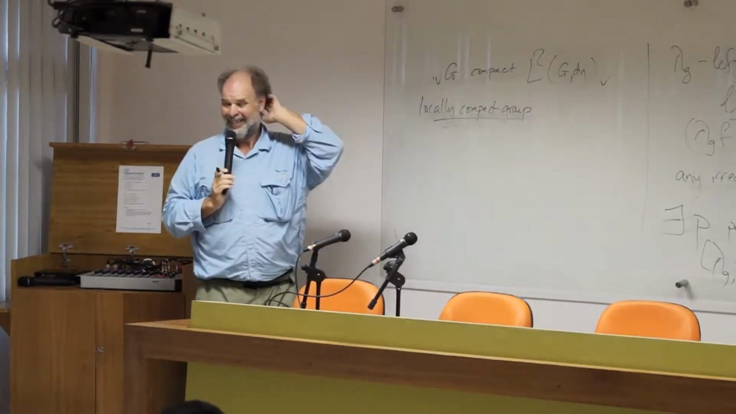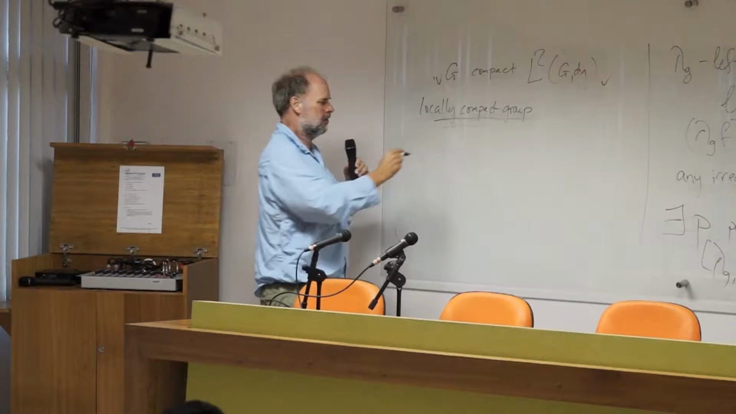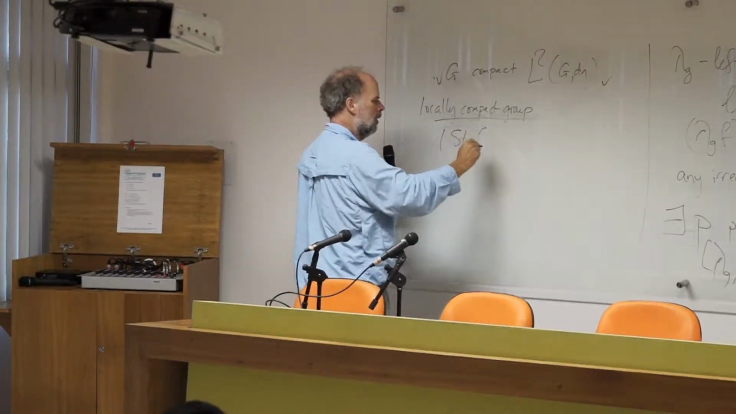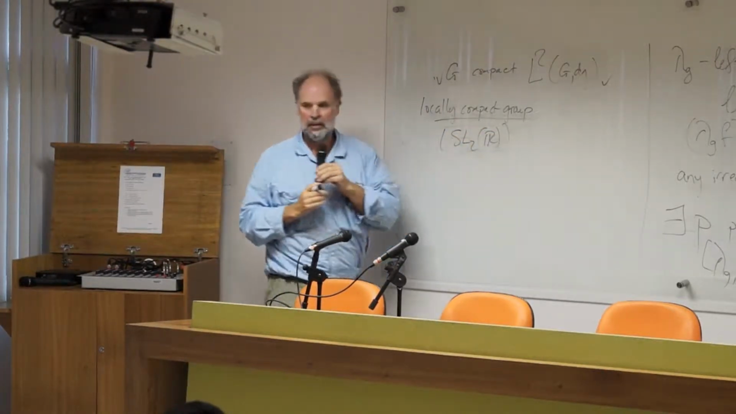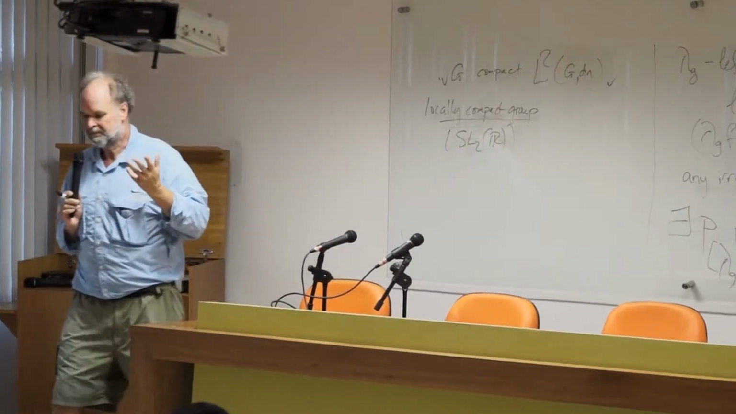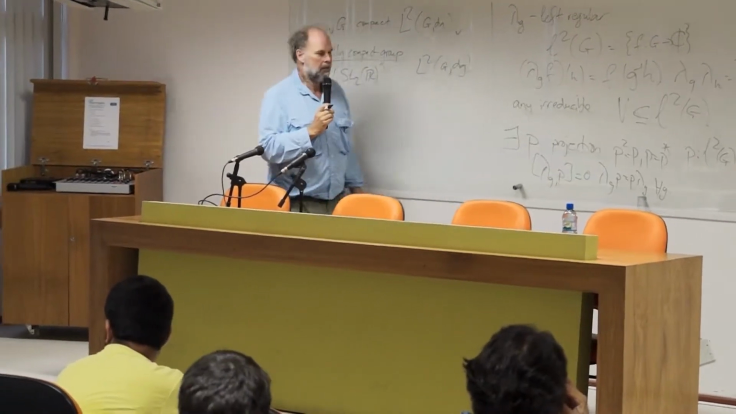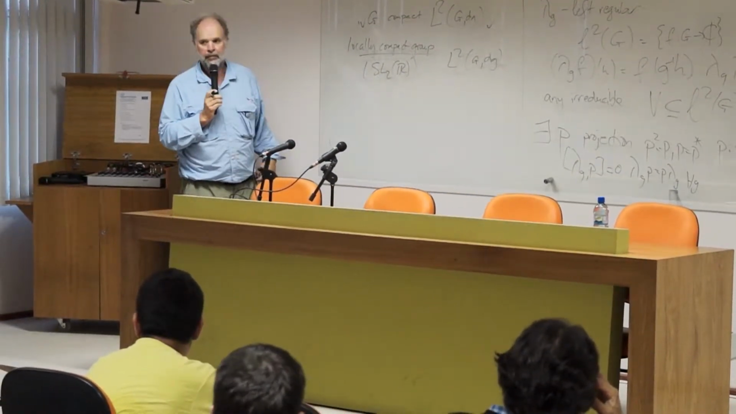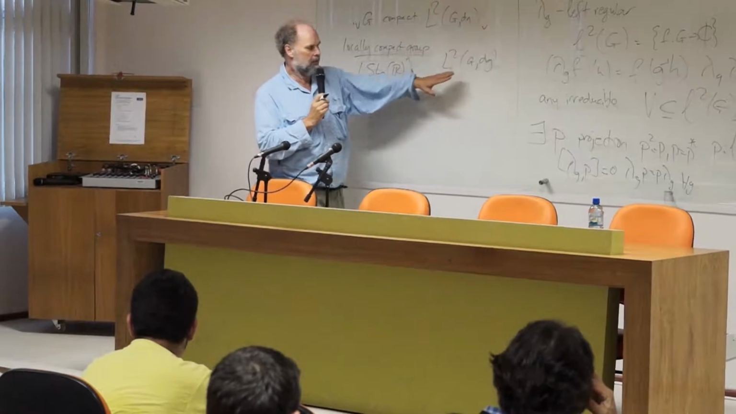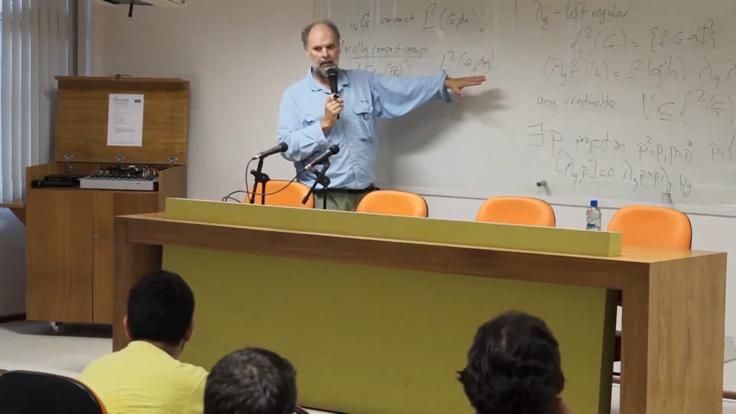And here, I'm thinking, for instance, of a group like SL2R, the 2x2 matrices over the reals of determinant 1. Well, here it becomes interesting. It is no longer true. We can still look at L2 of G dg. There's still a left regular representation and a right regular representation, but it's no longer true that every irreducible unitary representation is actually contained in here.